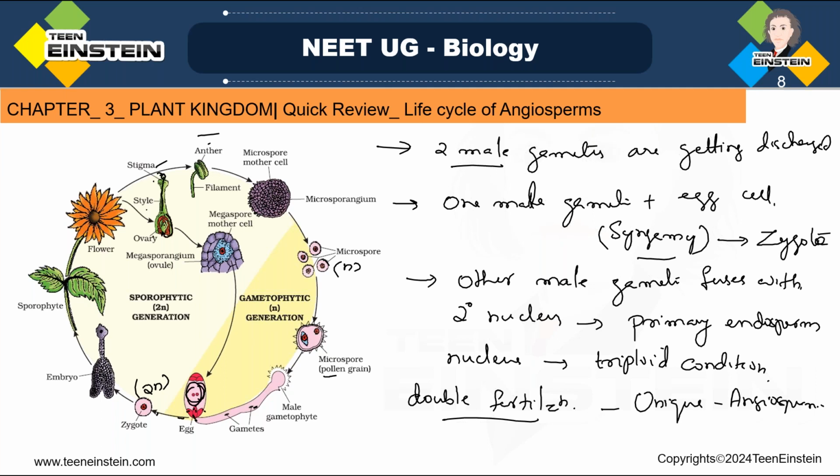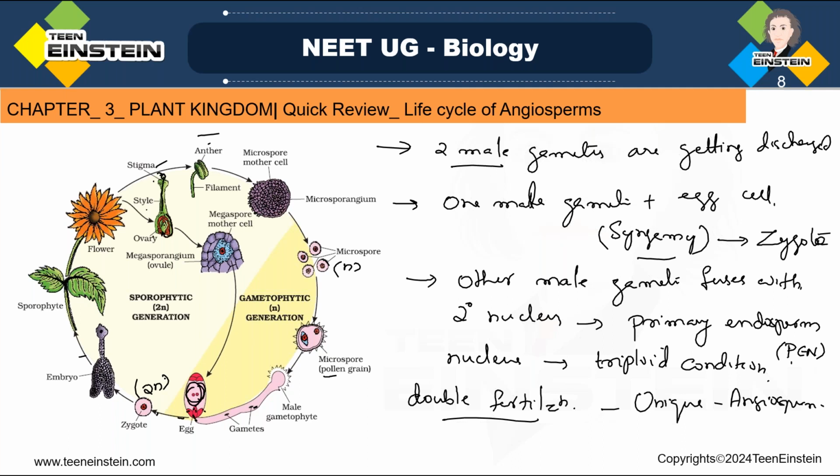And this primary endosperm nucleus, or PEN, that develops into endosperm. Primary endosperm nucleus will develop into endosperm, and that endosperm is providing nourishment to that developing embryo. This embryo will develop, right? So the primary endosperm nucleus is giving nourishment to the developing embryo.